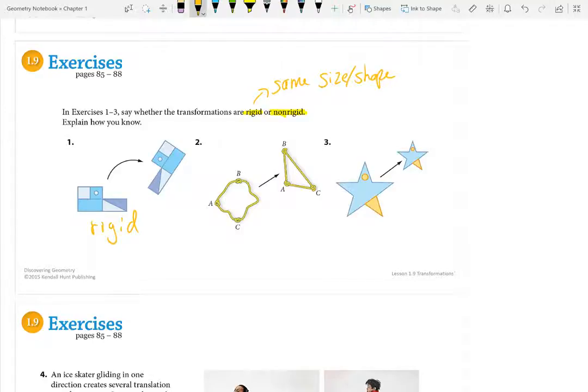circular looking shape, and now it's a rectangle or a triangle. And so that would be non-rigid because it changed shape. For number 3, it looks like the general shape is the same, but it did change size. And so that would also be a non-rigid transformation.